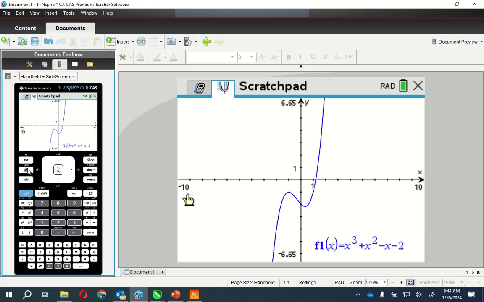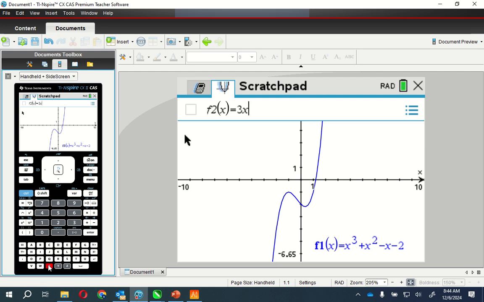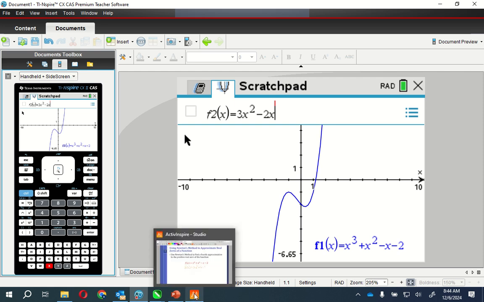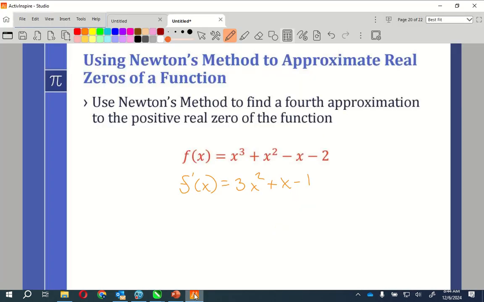Go here, tab, there's my f2, 3x squared minus 2x, was it minus 2? Oh, plus x plus 2, yeah, I should have a 2 here, thank you. Plus 2x minus 1.